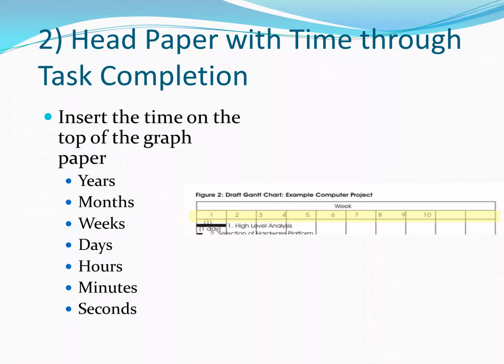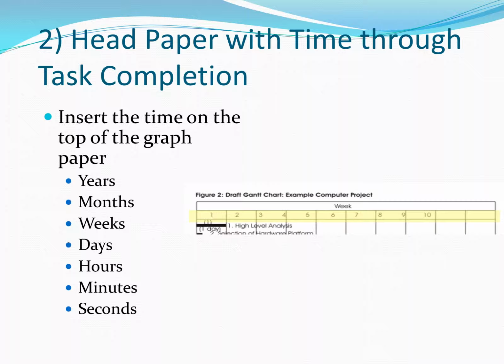And what you want to do is think about your task and get an idea of what your time frame should be. So if it's something you're just doing today, then maybe you want to have each column on your Gantt chart be minutes or half hour or hour. You can break it up any way you want.